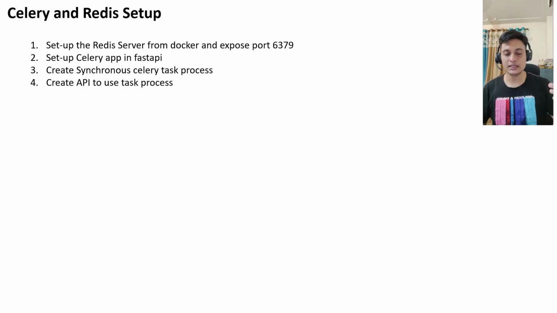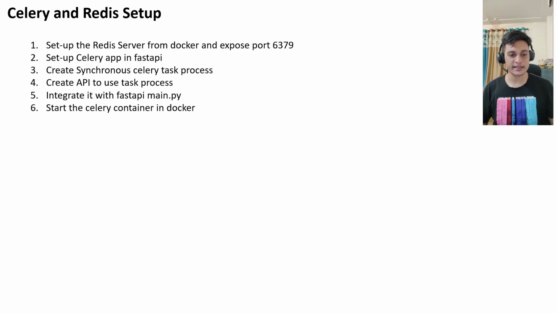Once the logic is created, we are going to create the API. That API will use that synchronous logic, but we can create the API asynchronous. The API will be asynchronous, but the logic will be synchronous. After doing all these things, we are going to integrate it with the FastAPI main.py. We are going to create a separate router for this Celery task, and that will be integrated with our main FastAPI app, and then we will test it.